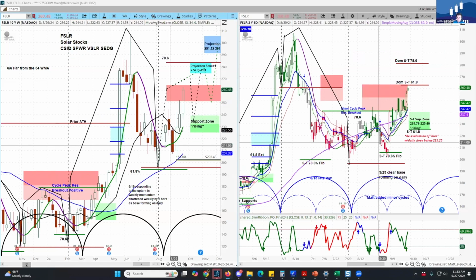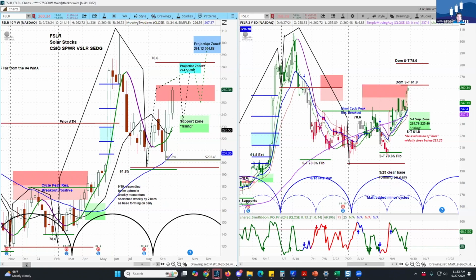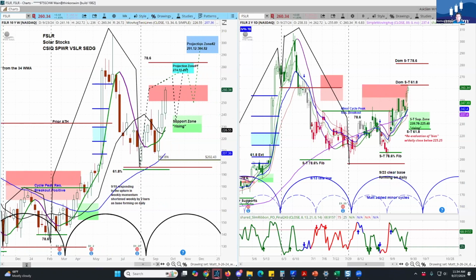We are still fairly early in this, I would call it a late rising to early peaking phase. So there's plenty of time to go in the cycle on the weekly chart for it to reach the identified projections. Before I get to the projections, let's step over here to the chart on the right, which is the daily chart.